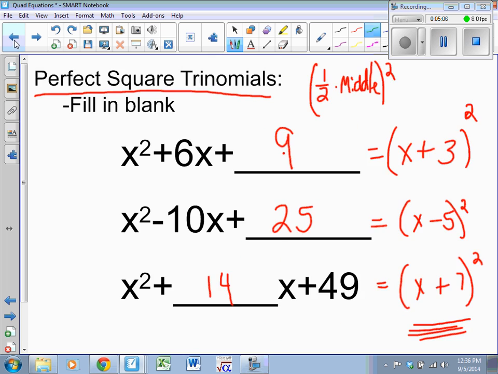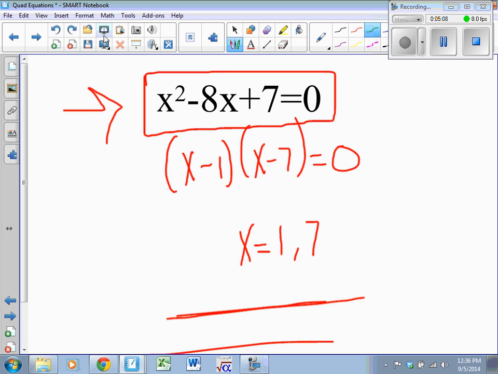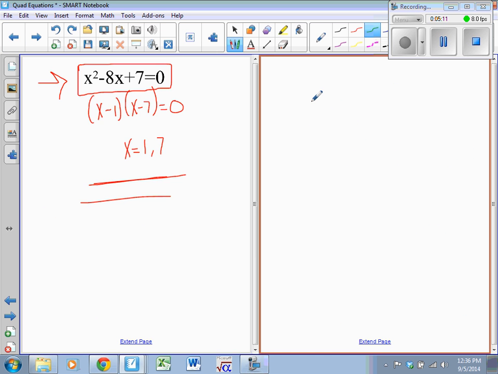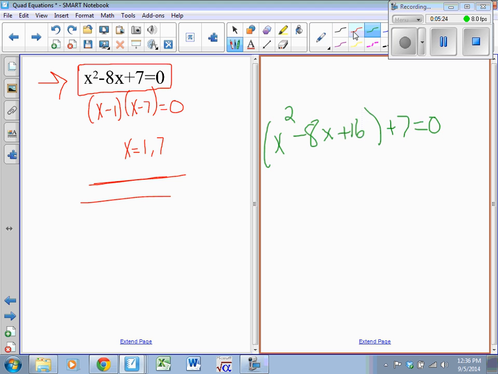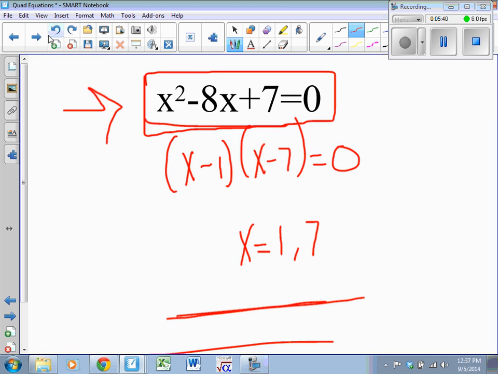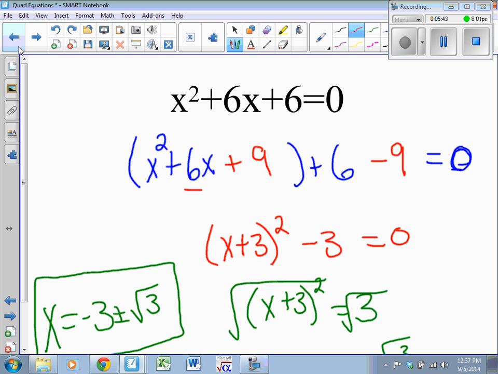Now, if we did this problem, you might say, well, I could do x squared minus 8x. I can pull the 7 out. I add 16, therefore I'm going to subtract 16. But you can see in this problem, you would never do this. The reason you would never do this is because the original factored. This works great when it doesn't factor, like this.